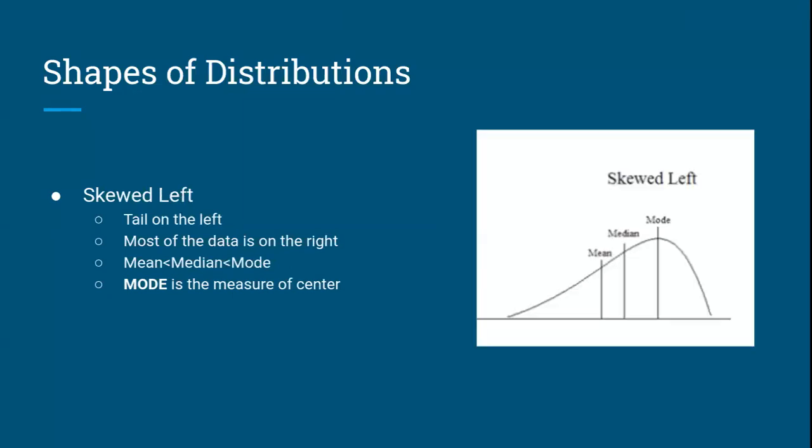It's cool. All right. So if it is skewed left, now look what happens to the data. The tail is on the left. Most of the data is on the right, but look, the mean is still the lowest. Why is that? Even in a left skew, the mode is still the best measure of center.